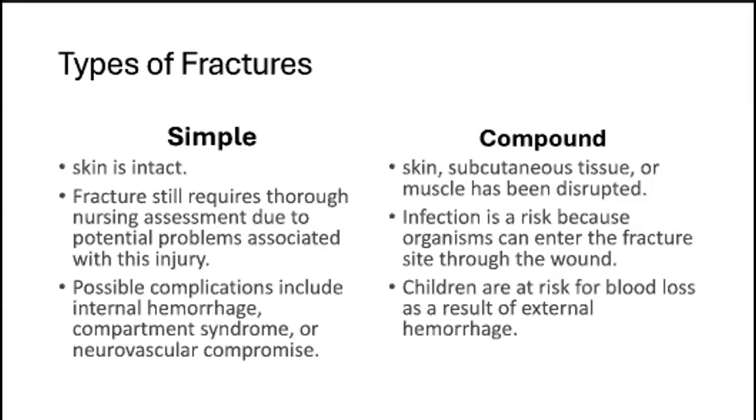When we have a compound fracture, this is also sometimes referred to as an open fracture. So we have disruption of our skin and our subcutaneous tissue and our muscle, where the bone is now open. Infection is a high risk because from that opening, we have the chance for microbes to go down into that bone. So children are at risk for blood loss because of this and infection because of this.